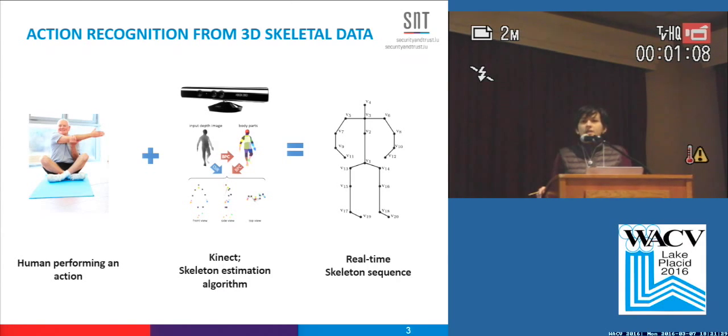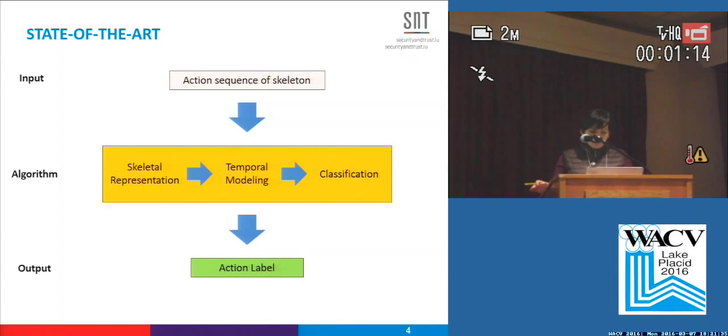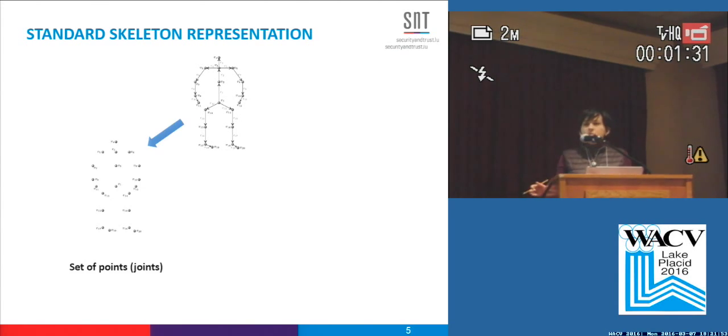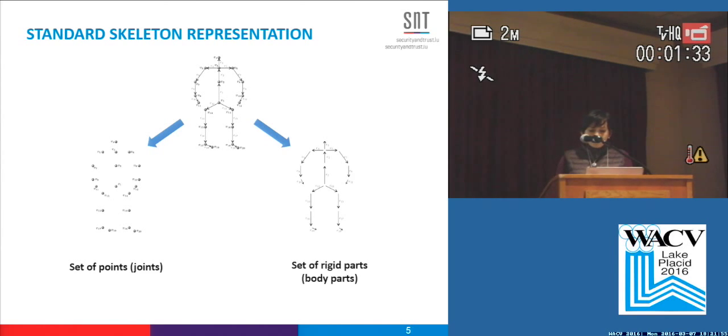So from a Kinect camera, we extract skeletons in real time. This is our initial data. And we follow the state-of-the-art pipeline for action recognition, from the skeleton representation to temporal modeling and then classification. So the standard representation for a skeleton is basically a set of joints or points in 3D, or a set of rigid parts or body parts.